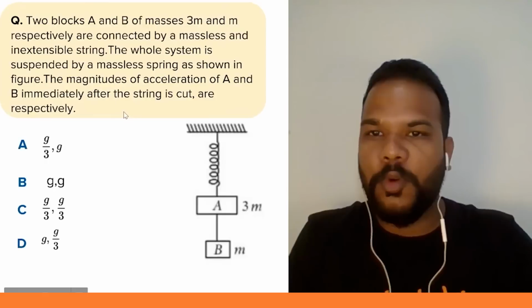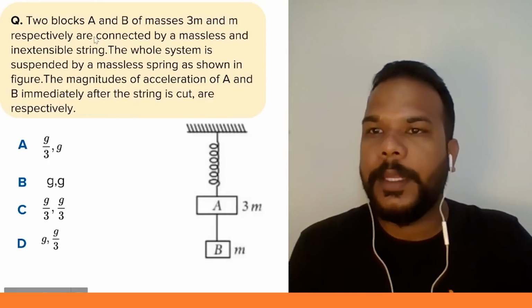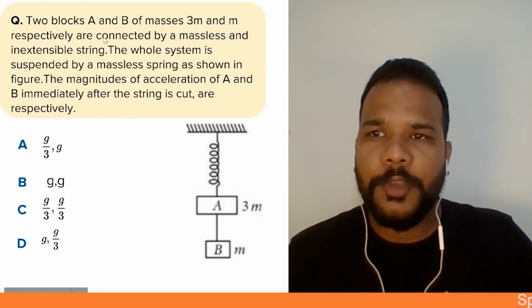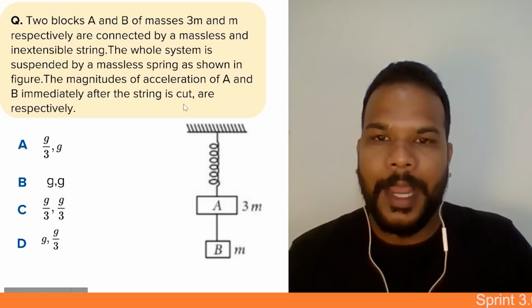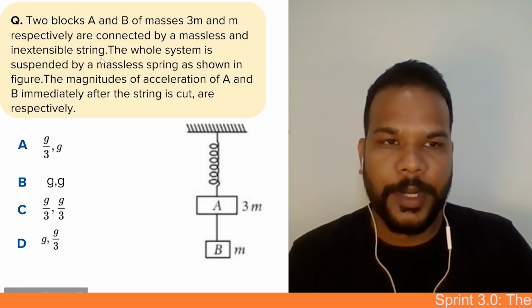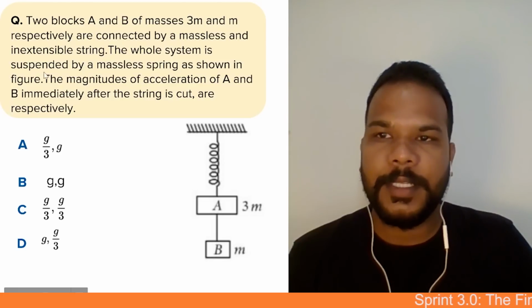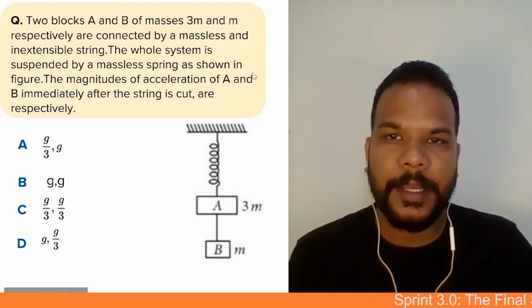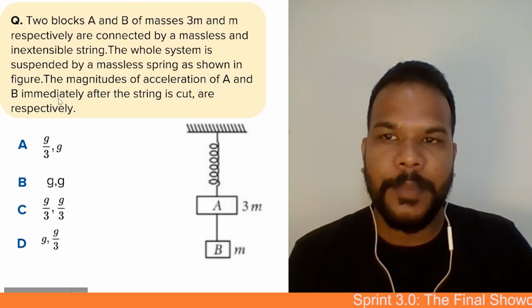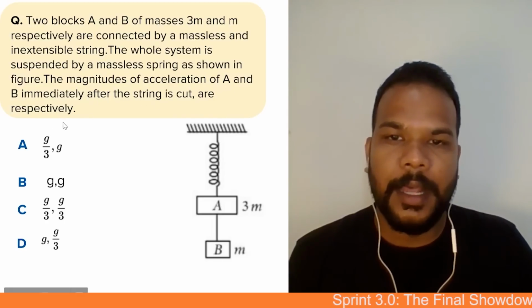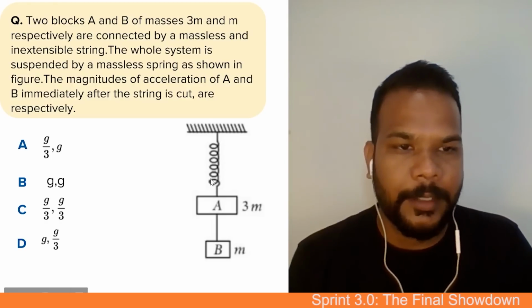Okay, guys, let's move on. Next one. Now, this time you have two blocks A and B of masses 3m and m respectively, which are connected by a massless inextensible string. The whole system is suspended by a massless spring as shown in the figure. The magnitude of acceleration of A and B after the string is cut are how much? वो हमें पता लगाना है.